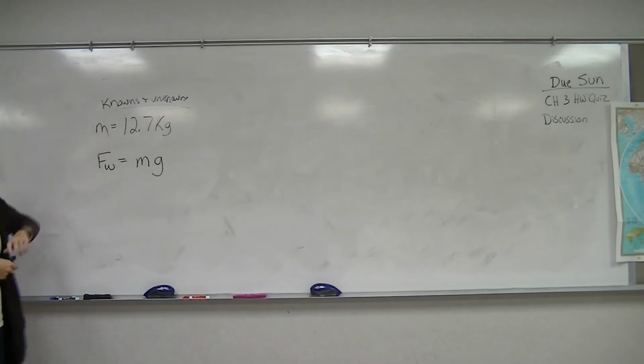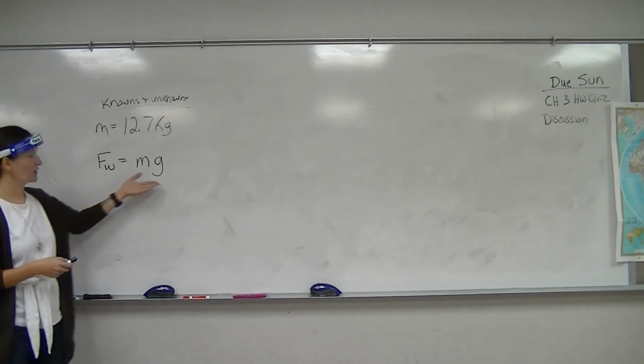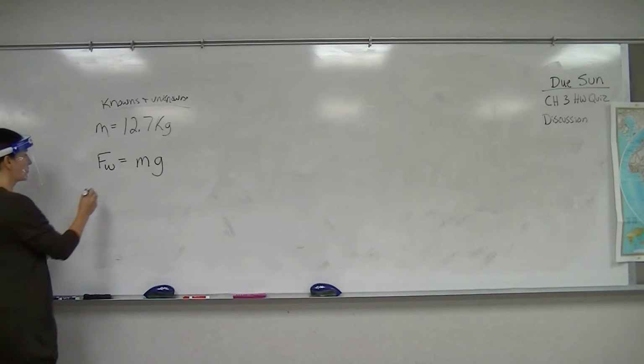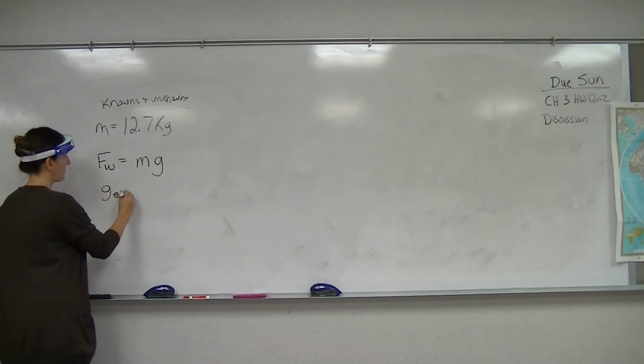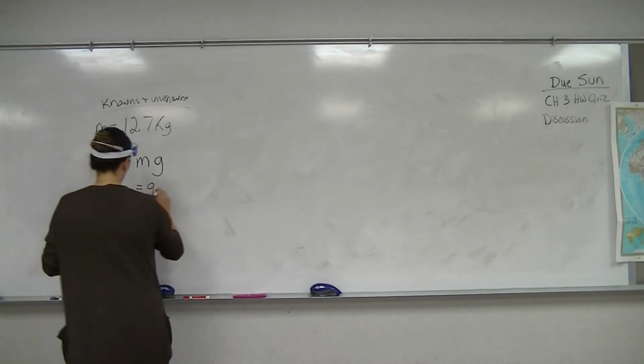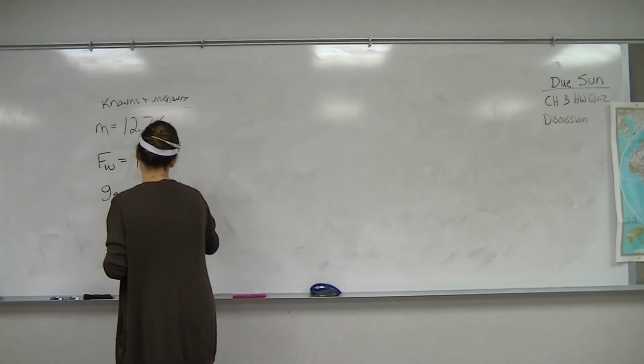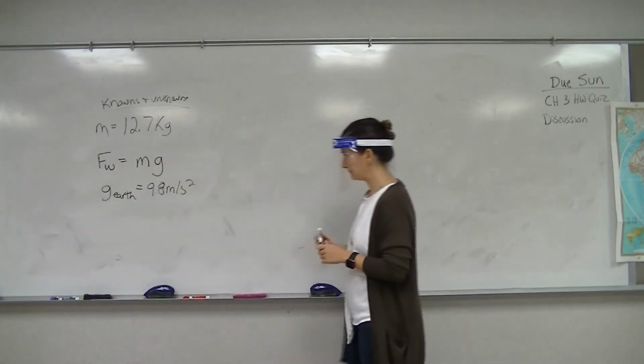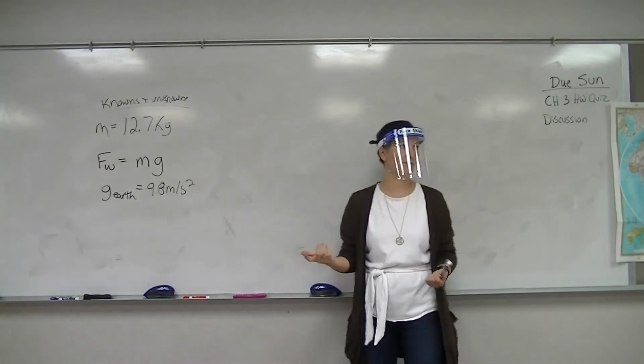So it looks like it only gave you one piece of information, but you actually know another. So gravity on Earth, we already know what that is. We've used it in chapter 2. It is 9.8 meters per second squared. So you're going to be using that to help you solve. But it's also asking for the moon.